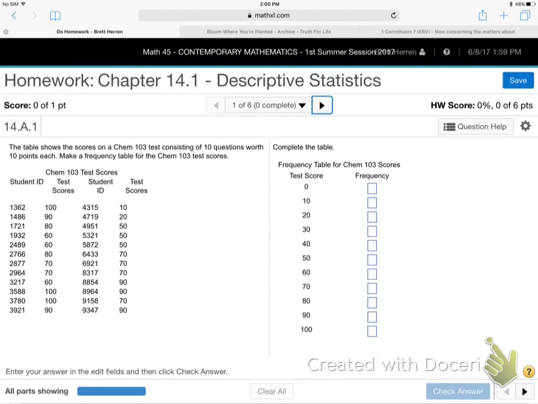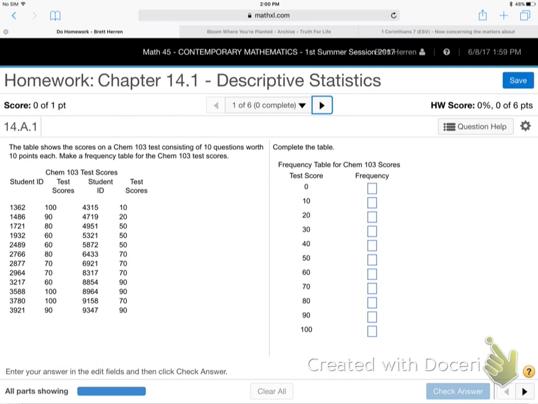All right, here we go. So chapter 14 is descriptive. What chapter 13 was all about is how do you wisely gather information, right? What is the wise way to gather information? Now, 14. Okay, now that you've got this information, what do you do with it?